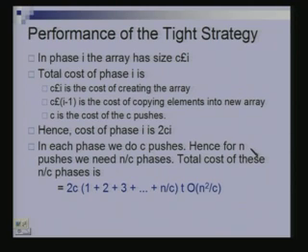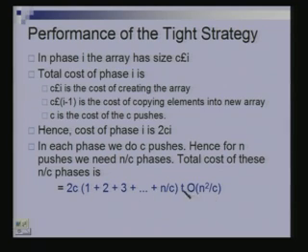So, if I have to do a total of n pushes, then how many phases do I need? N by C phases roughly, and the total cost of these n by C phases would be 2C times 1 plus 2 plus 3 all the way up to n by C, because the cost of the ith phase is 2Ci. And what is this quantity?